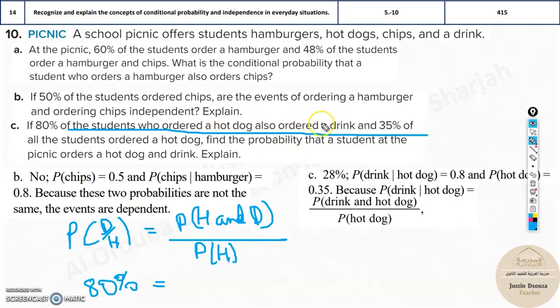Sorry, hot dog also a drink. And 35% of all the students ordered only hot dogs. So this is given: P of H is 35%. Okay, that's fine.